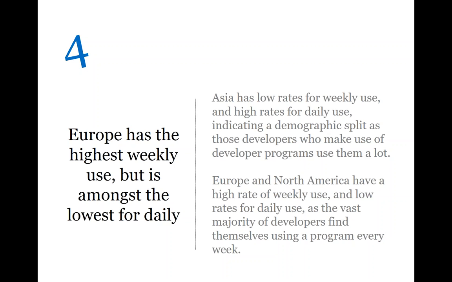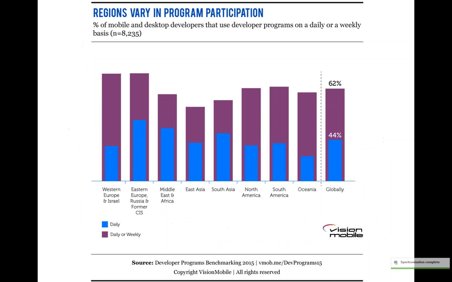Europe and North America have a high rate of weekly use, as I said, and low rates for daily use, because the vast majority of developers are using the program every week, but not every day. If we look at that on the chart, again, we can see the average for weekly is 62%, daily is 44%, very high. Mobile is even higher than that, but this is across mobile and desktop and cloud and everything. But we can see that the daily use is very high in Eastern Europe, in the Middle East and Africa. Those are the places where they're really making use of these programs very heavily.